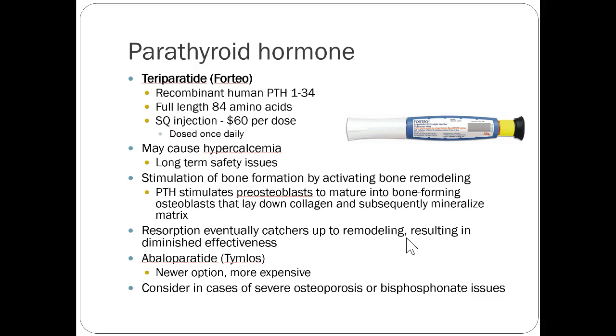You might consider this if somebody has really severe osteoporosis and they're a new case. There is some evidence that parathyroid hormone might be a little bit more of an aggressive approach to treating osteoporosis. And so if somebody has a really severely low T-score, that could be something to look at. Bisphosphonate issues, of course, would be another thing too. If somebody can't tolerate their bisphosphonate, PTH products would be an option.